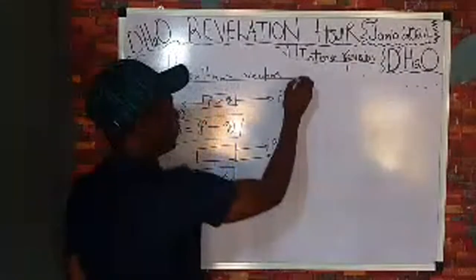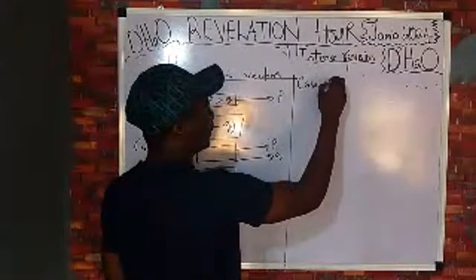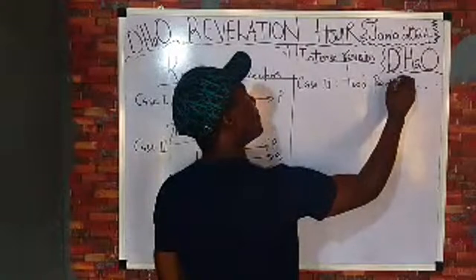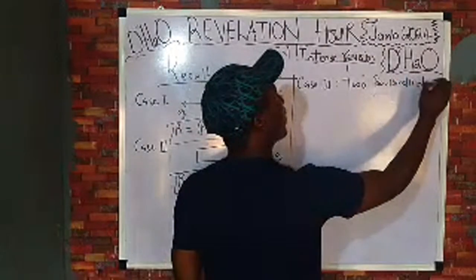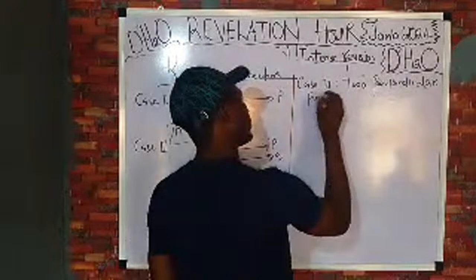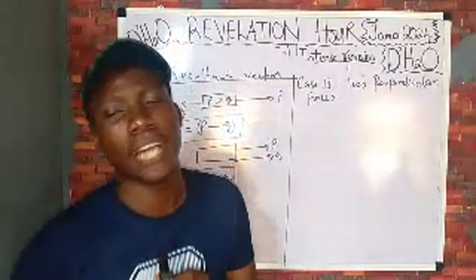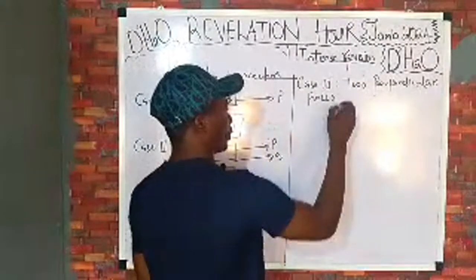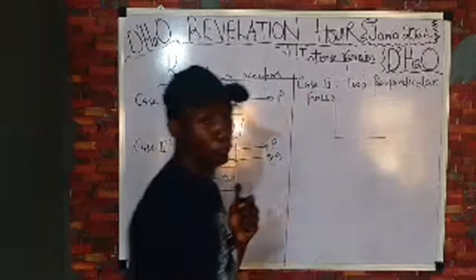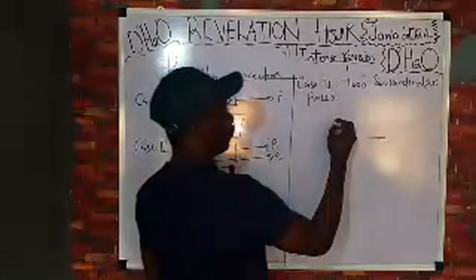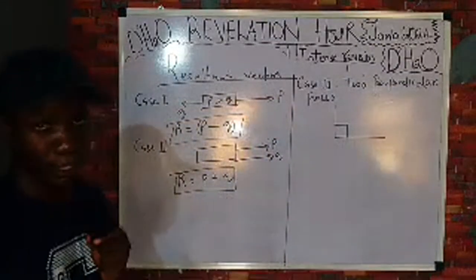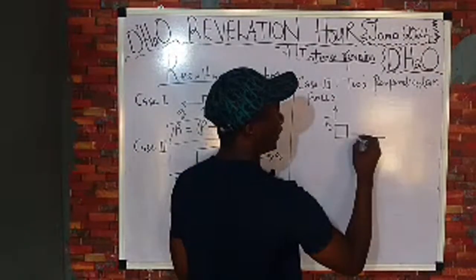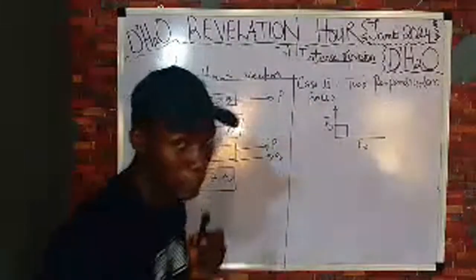Now in case number 3, we have two perpendicular forces. Two forces are said to be perpendicular if they meet at a right angle. If I have one force like this and that force like this, are these two forces perpendicular? Yes, because the two forces meet at 90 degrees. The force here they call Fy. The force there they call Fx, right? Yes.